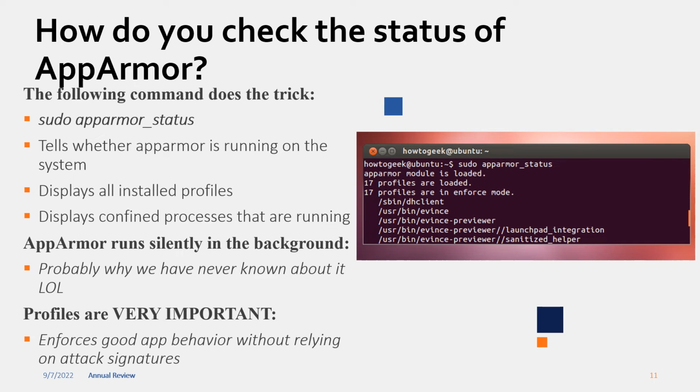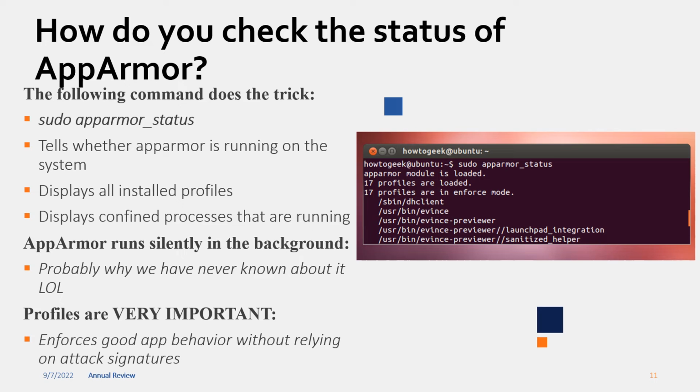But also with the status, you learn every installed profile in AppArmor. And it displays all the processes that are confined but running in the background. And that's the thing about AppArmor. This is probably our first time learning about it because it's exclusively running in the background. It does its best work behind the scenes, and that's how security should be.